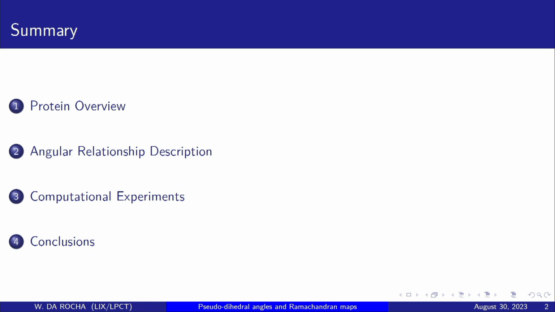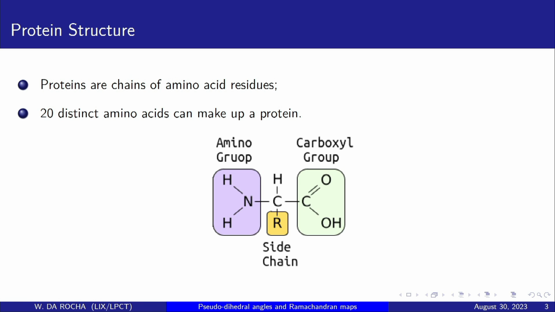For the first one, I will talk about a protein overview. As Therese and Simon already said, proteins are chains of amino acid residues. I'm considering here that there are 20 distinct amino acids that can comprise a protein. Here is the general structure of an amino acid residue. We have one amino group, one carboxyl group, and one side chain. The side chain is what differs among the 20 amino acid residues.